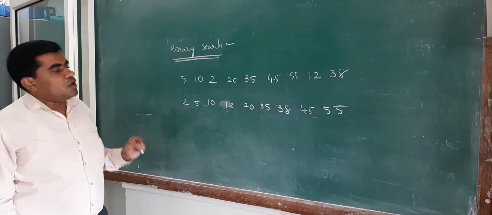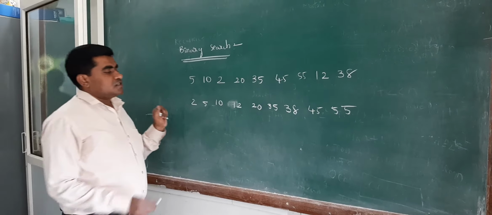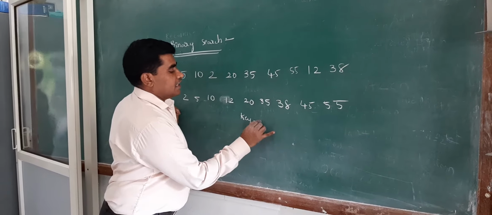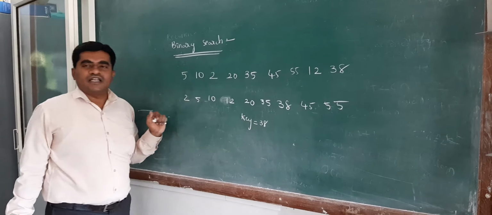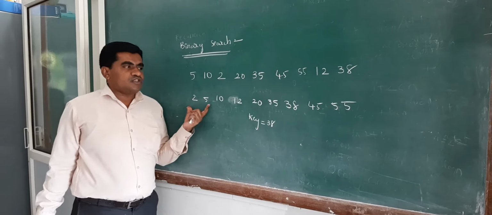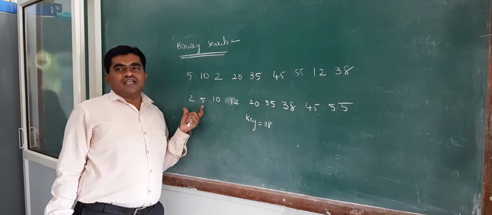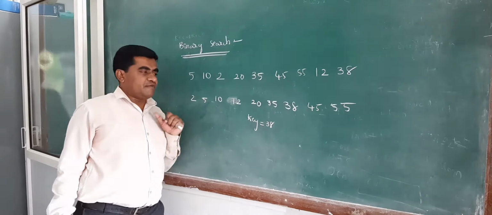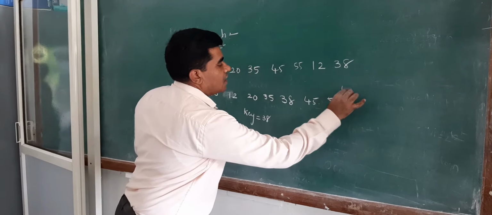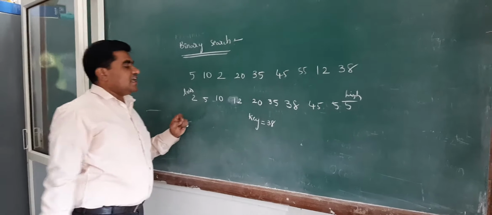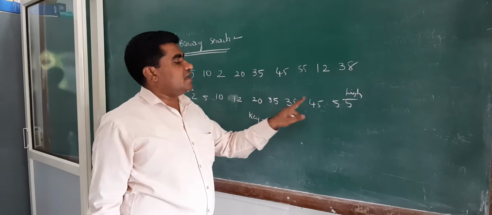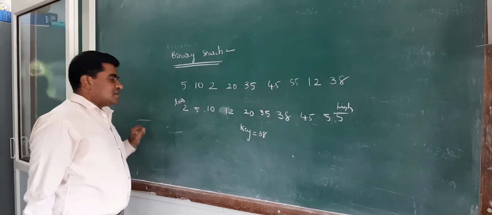Next, suppose we want to search for an element. Suppose the key element, the searching element, is 38. If we have more than one element, we have to divide the list into two sublists based on the mid value. So this is the low position and this is the high position. How many elements are there? 1, 2, 3, 4, 5, 6, 7, 8, 9. Total 9 elements are there.